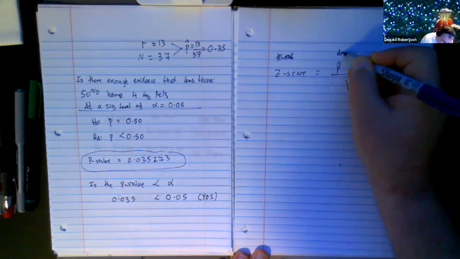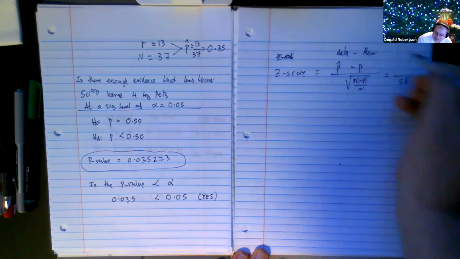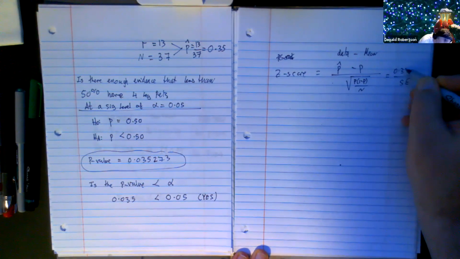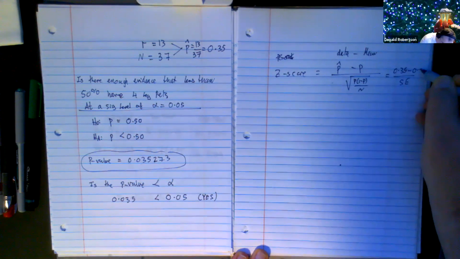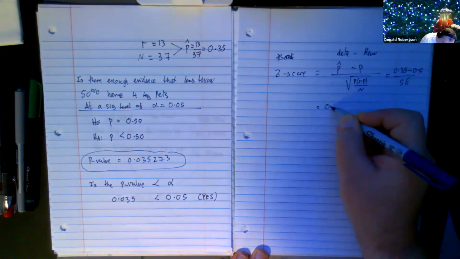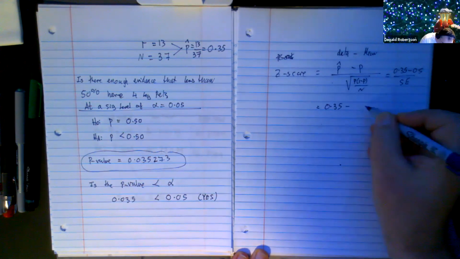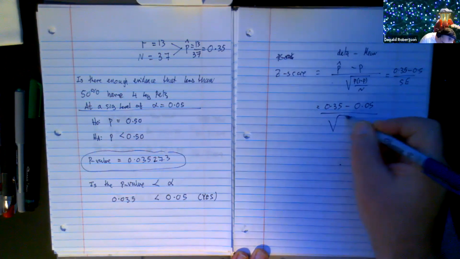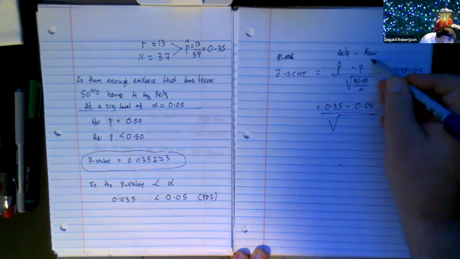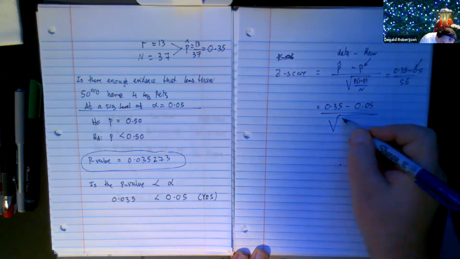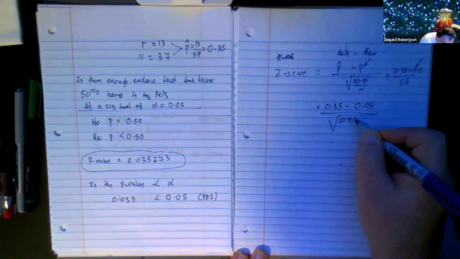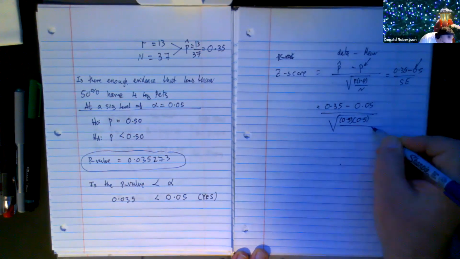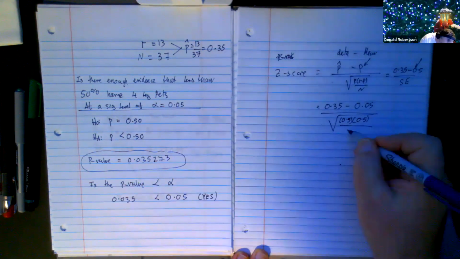Essentially, data, take away the mean. Right. So in this case, 0.35, take away 0.5, divided by the square root. And notice that the p is this guy. So this one happens to be p. They sometimes call that q, which is the same thing. It's 1 minus p is q. And in this case, we got a 37.